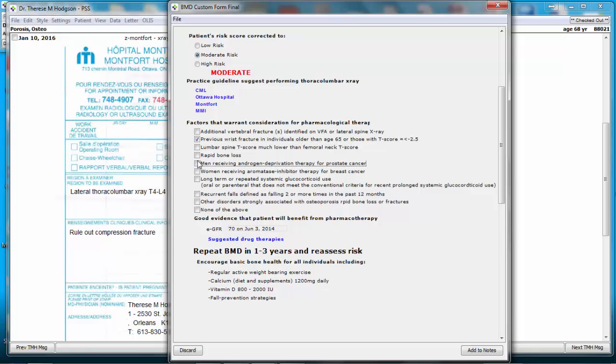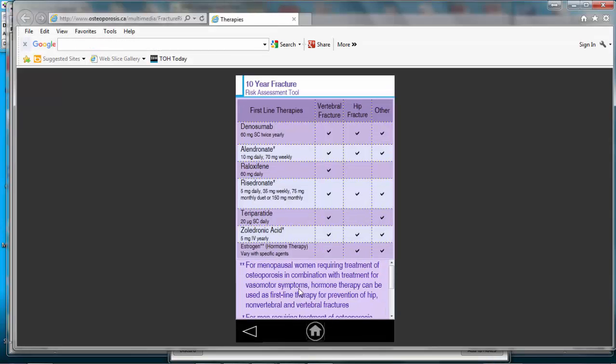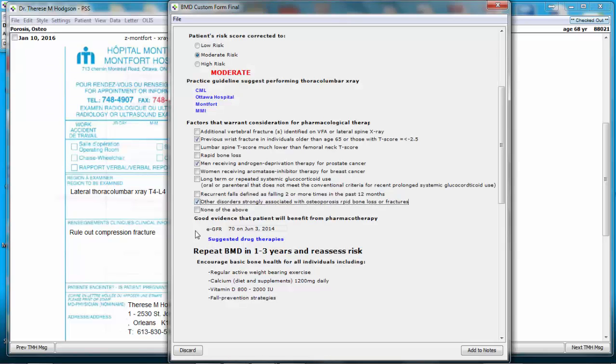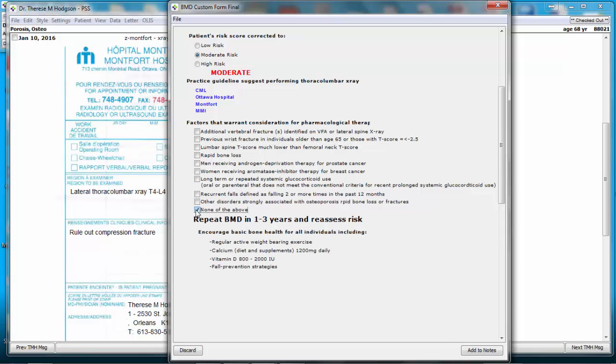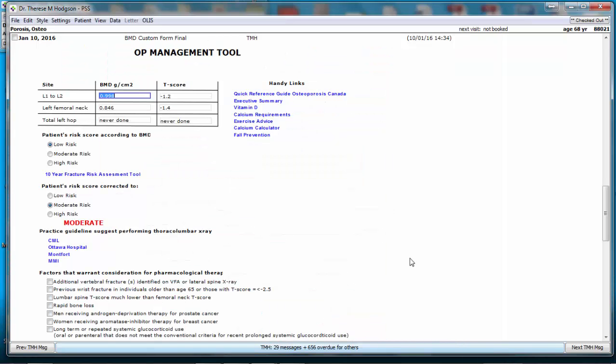If any of these are said to be yes, then there is good evidence that the patient would benefit from pharmacotherapy. And again, we are drawn to the suggested first-line therapies. Let's remove this. And let's say that our patient did not have additional risk factors, then the recommendation is to repeat in 1 to 3 years, along with encouraging healthy bone health, such as regular exercise, calcium, vitamin D, and fall prevention strategies. And now we can add to the note.